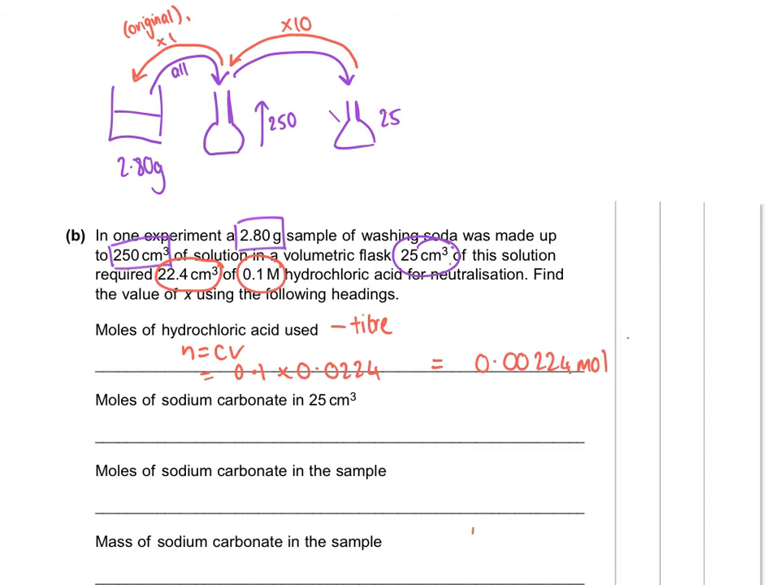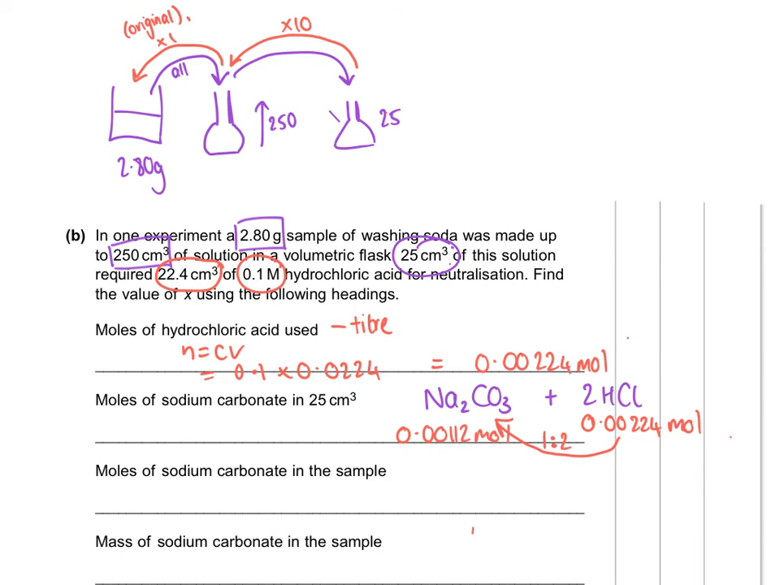Well, for this you need to think what your titration equation is, which is written just above in part 2. So I'm going to write out the first part of the equation just to get our balancing number ratio. So it's 1 mole of sodium carbonate reacting with 2 moles of hydrochloric acid. I've just worked out that I have 0.00224 moles of my hydrochloric acid. So if I want to work out how many moles of sodium carbonate, it's a ratio of 2 to 1. So I divide by 2 and I get 0.00112 moles of sodium carbonate in the 25 centimetres cubed.